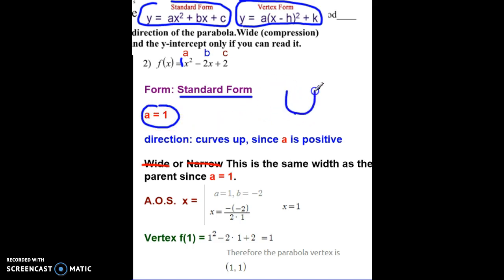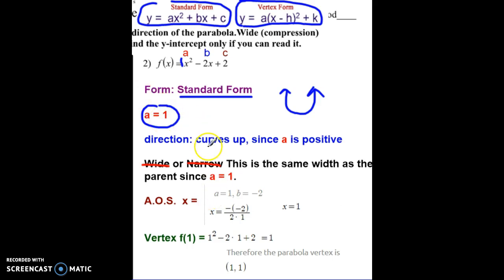It is going to curve up. If it was negative, it would curve down. So I want to figure out if it's wide or narrow, but it's 1. It's the same width as the parent function.